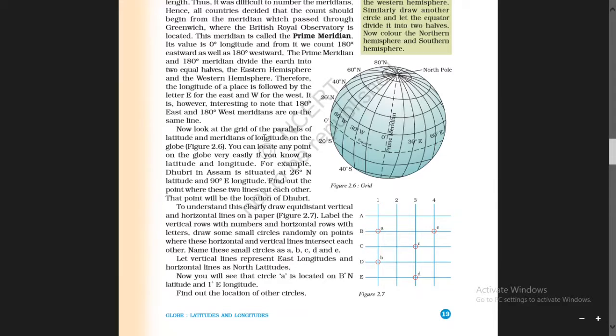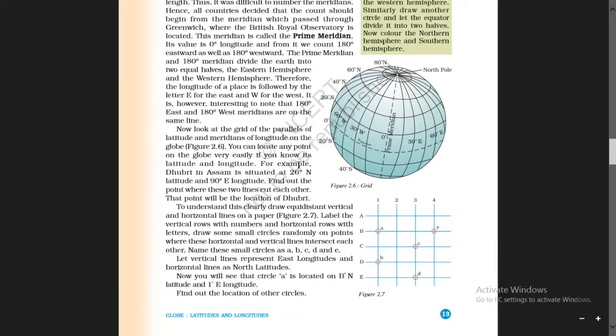And meridians of longitude on the globe. You can locate any point on the globe very easily if you know its latitude and longitude. If we know that, boys, latitude and longitude, then we can locate any point on the globe. To locate any place becomes easy.